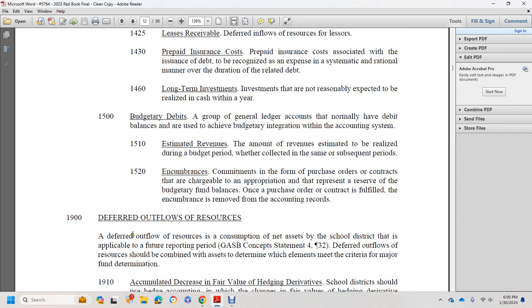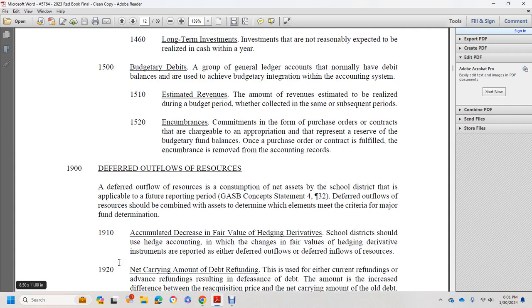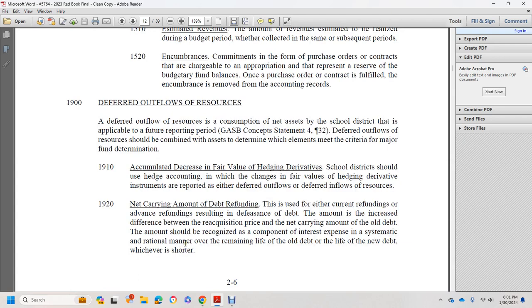1900. Deferred outflows of resources: the consumption of net assets by the school district that is applicable to a future reporting period, per Governmental Accounting Standards Board Concepts Statement 4, paragraph 32. Deferred outflows of resources should be combined with the assets to determine whether the elements meet the criteria for major fund determination. 1910. Accumulated decrease in fair value of hedging derivatives: where the school district has hedge accounting, the change in fair value of the hedging derivative instrument is reported as a deferred outflow or deferred inflow of resources.